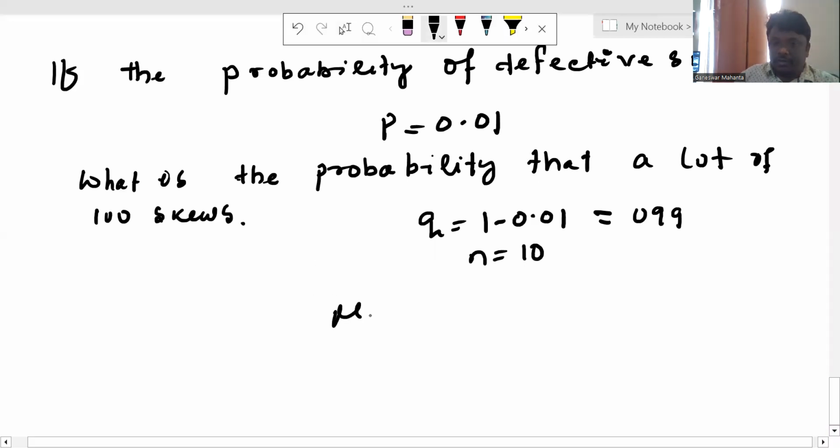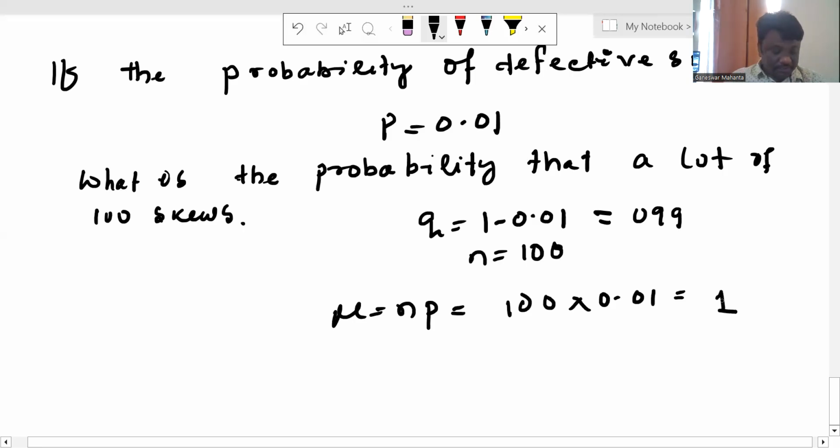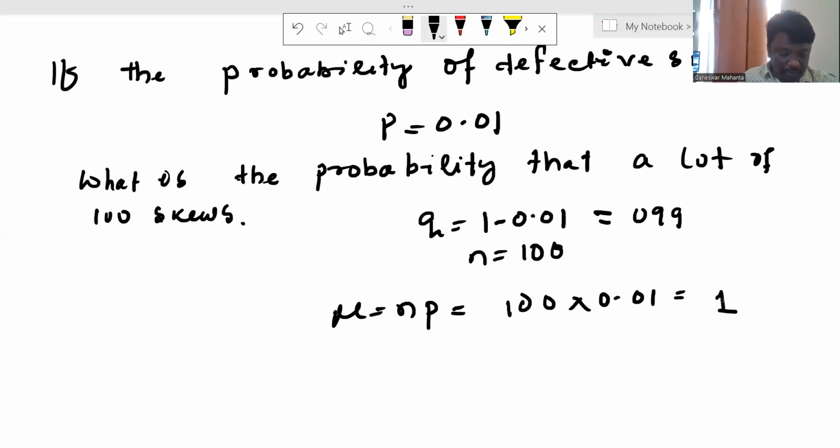So first of all, you calculate the mean, which is equal to n into p, that is 100 into 0.01, which is equal to 1. The mean is equal to 1. So the probability distribution function is calculated by using the mean, and the mean is already 1.